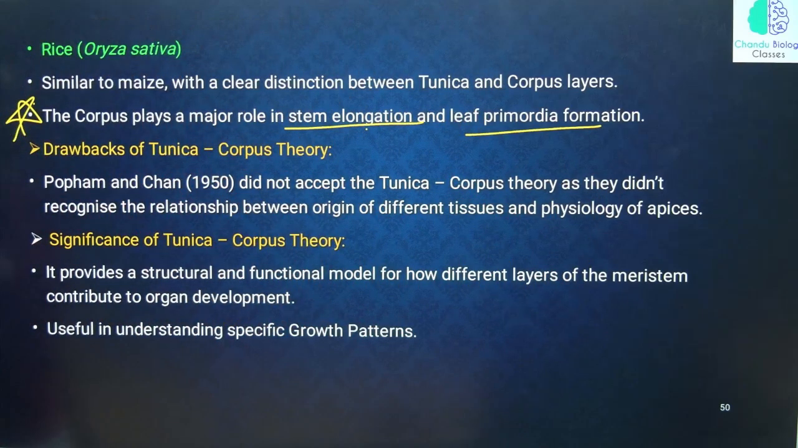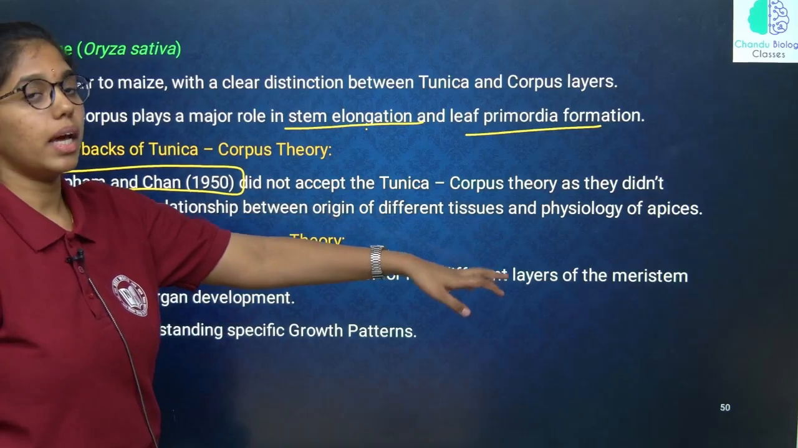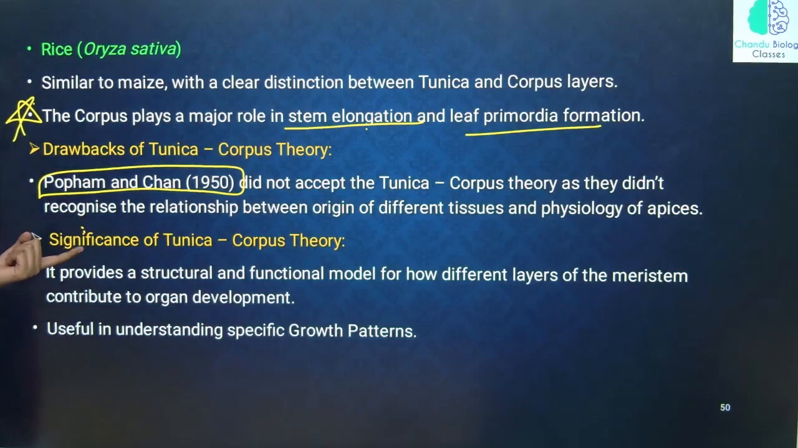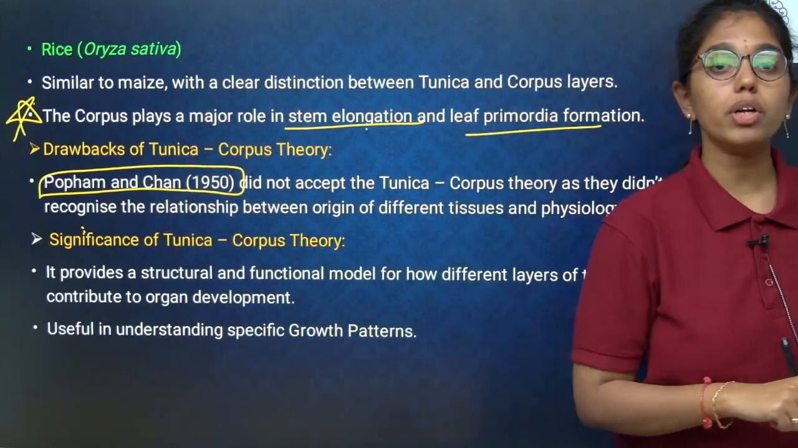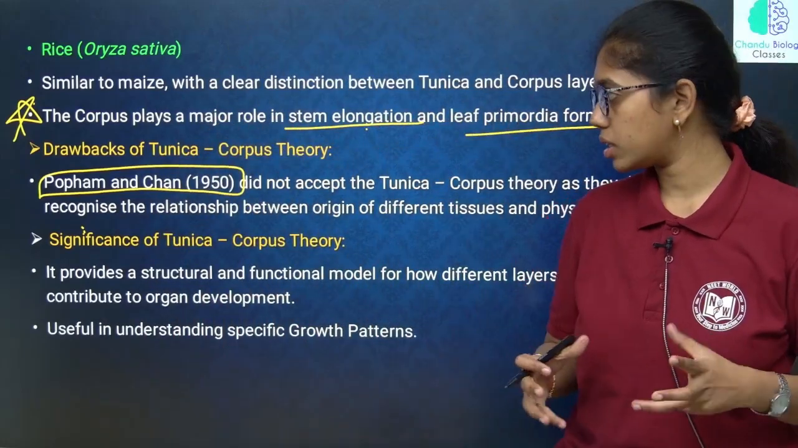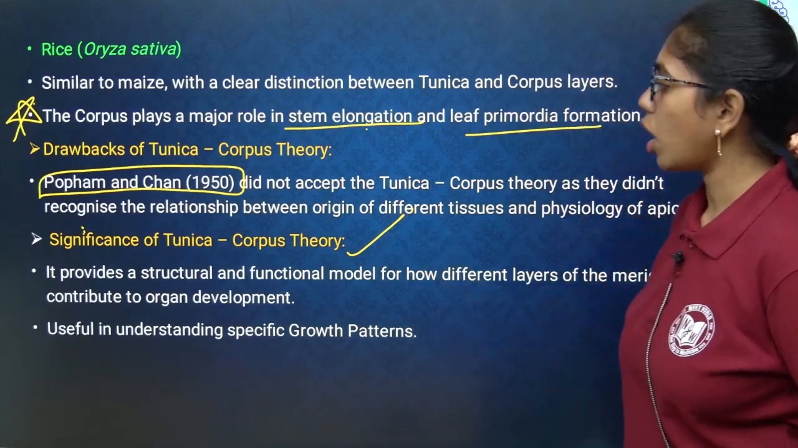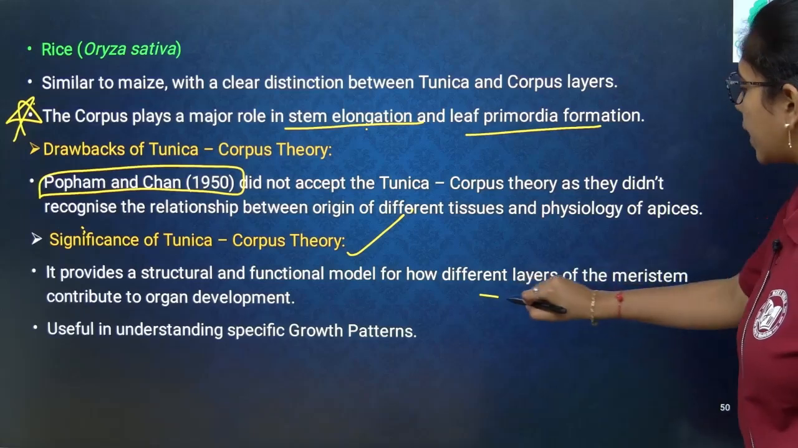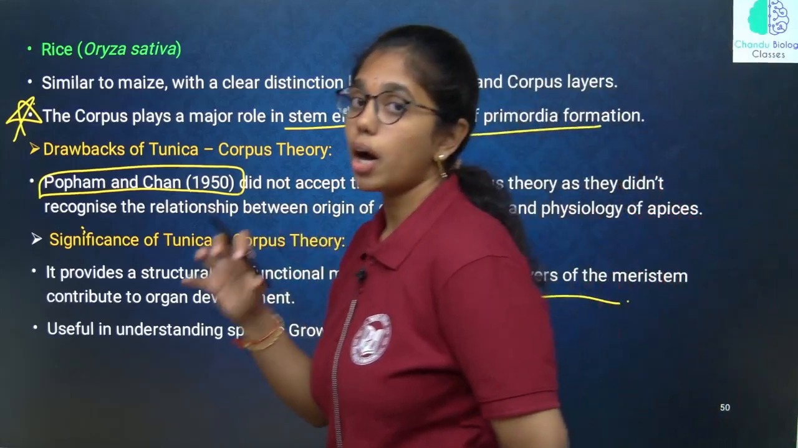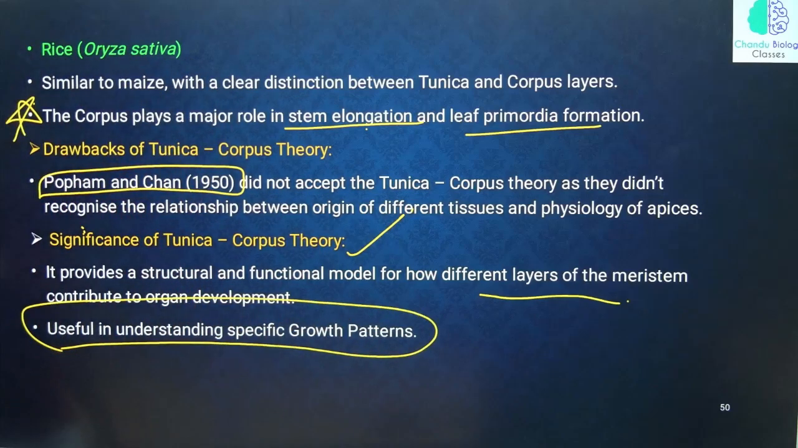Then drawbacks of Tunica-corpus theory include: Popham and Chan did not accept Tunica-corpus theory as they did not recognize the relationship between the origin of these 2 tissues. The origin of 2 tissues, that is tunica and corpus, are not distinct, that is why these scientists did not accept that theory. But the significance of Tunica-corpus theory includes, it provides a structural and functional model for how different layers of meristems contribute to organ development, and it is useful in understanding specific growth patterns.